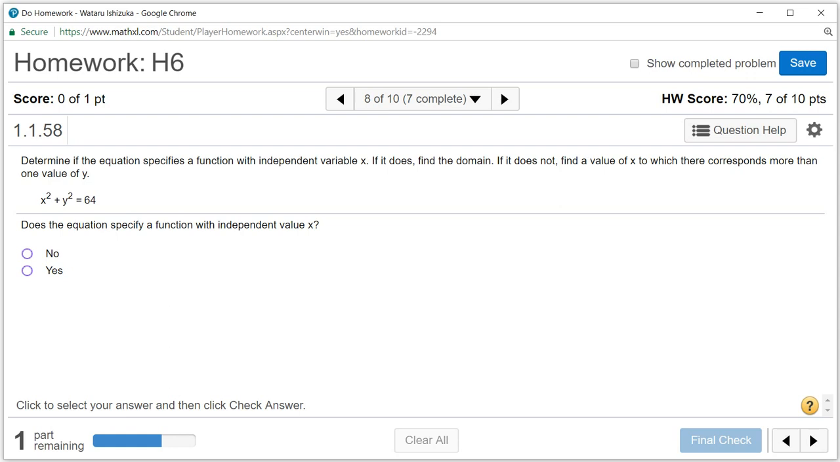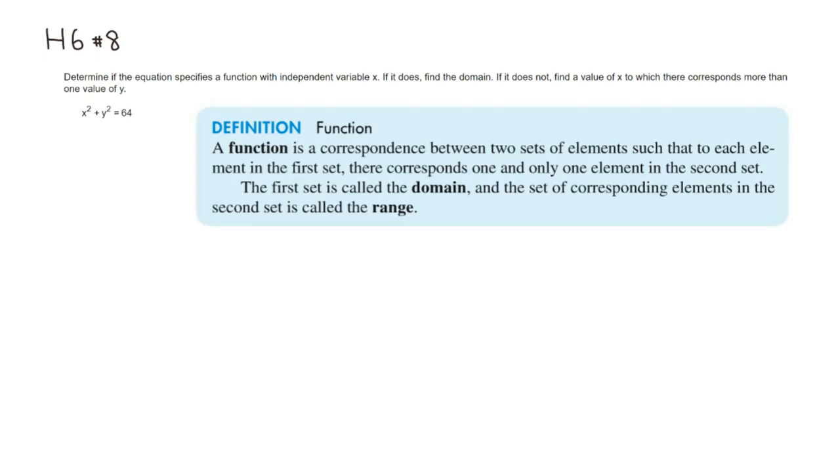Alright, let's look at homework 6, problem number 8. We have this given equation, x squared plus y squared is equal to 64. We want to determine if this equation specifies y as a function of x. Alright, so let's do that.